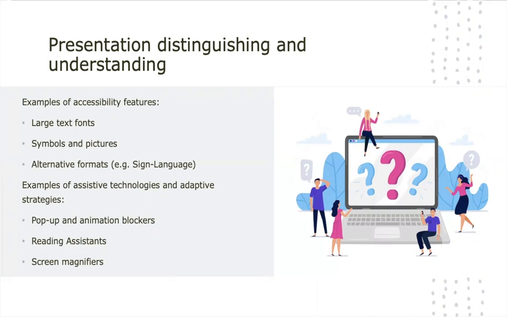Pop-up and animation blockers are software tools or web plugins that can hide or stop unwanted, distracting animations and web page redirections. Reading assistants are types of software that can change the presentation of content through customization of presentation text and colors, link complex sentences and words to glossaries, and reading the text out loud. Screen magnifiers can enlarge content and make it easier to see.